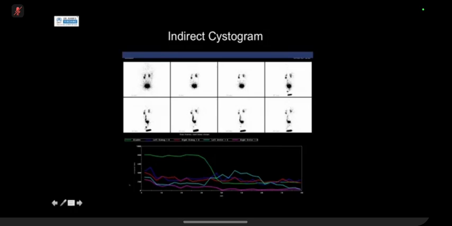But then if you look at the ureter, so the left ureter is the blue line, you can see that as the bladder empties, you get an increase in isotope in the left ureter, which shows us that there is reflux. So here we see the left kidney, and here you can see this column of radioisotope as the bladder is emptying. So you can see the isotope within the bladder is reduced, and that shows you that there's reflux into that left kidney. So this is just an example of an indirect cystogram.